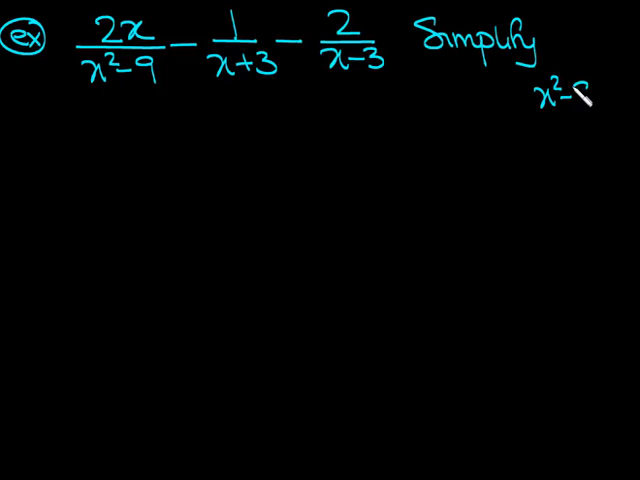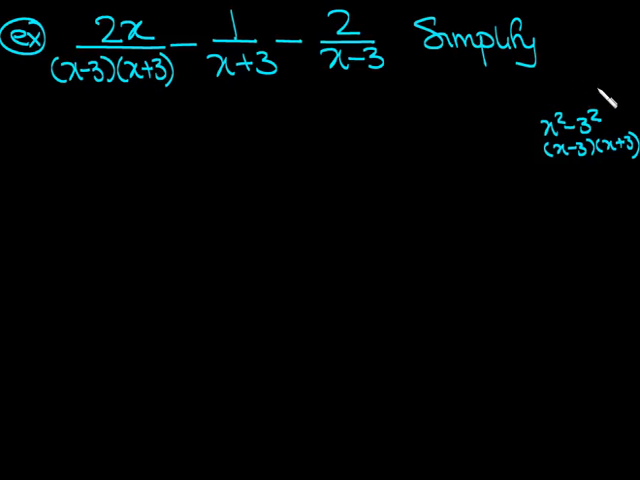You have x squared minus 9. You have x squared minus 3 squared. So you get x minus 3 and x plus 3. So I'm just going to go ahead and replace it right here. I can erase it and put that in, x minus 3 and x plus 3.